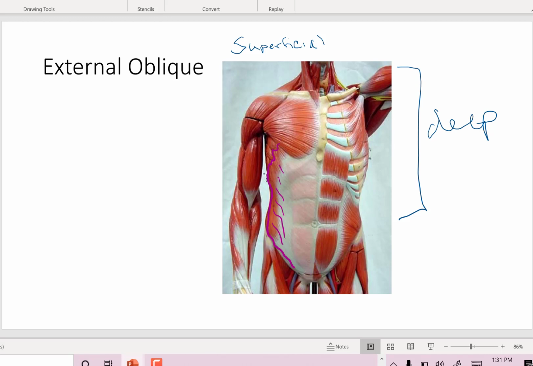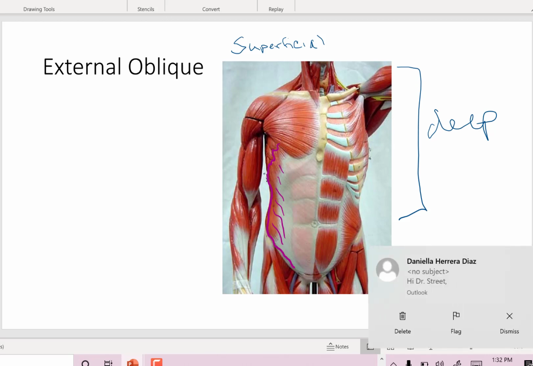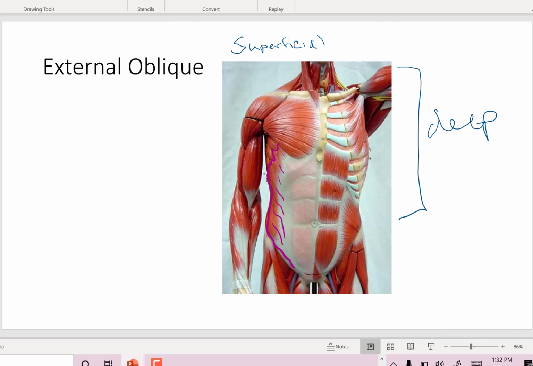The external oblique has its origin on the lower 8 ribs. It inserts on the iliac, the pubic crest, and the linea alba. So the iliac also has a crest, remember. So iliac and pubic crests and the linea alba.